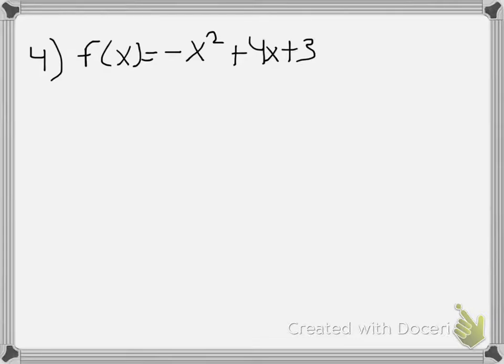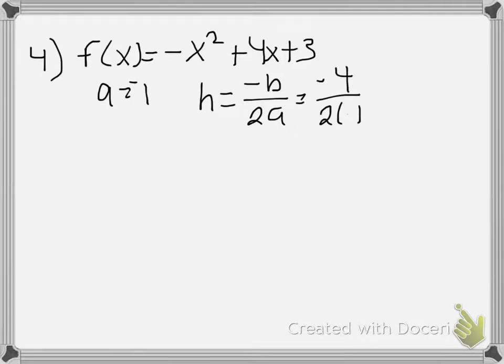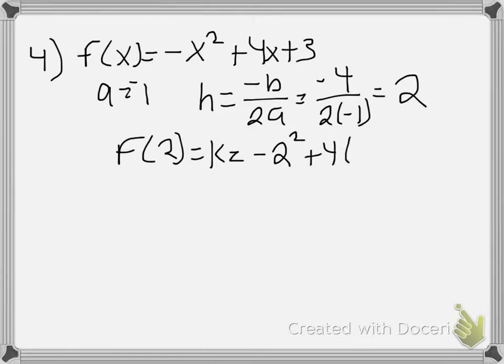Let's do number 4. I've got f of x is equal to negative x squared plus 4x plus 3. So in this case, a is negative 1. Okay. And then how do I find my h and my k? H is equal to the opposite of b over 2a. So I have negative 4 over 2 times negative 1. Well, negative 4 divided by negative 2 is positive 2. Now, f of 2 is equal to k, which is equal to negative 2 squared plus 4 times 2 plus 3.